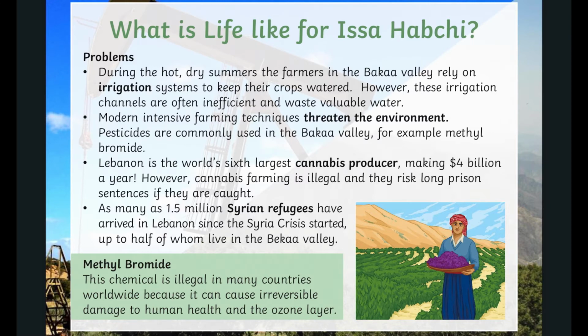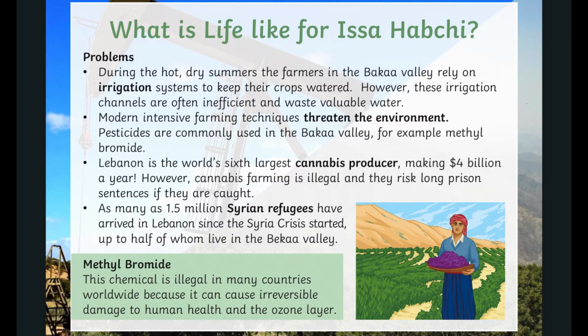Also, Lebanon has a reputation as being the 6th largest cannabis producer, which is an illegal drug. It makes $4 billion a year, but this sort of farming is illegal, and the people there risk long prison sentences if they are caught. But many don't have the option and get caught up in such illegal activities.